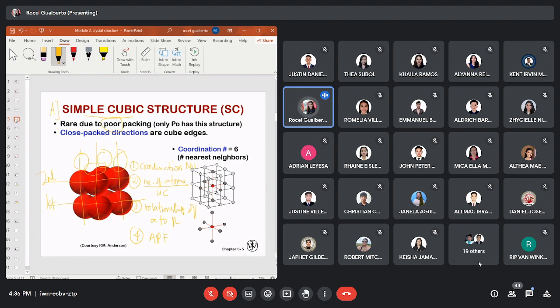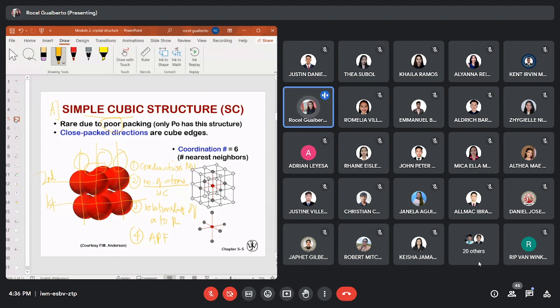Let us have first the coordination number. Pag sinabi po natin coordination number, titingnan lang po natin yung number ng nearest neighbor. Kumbaga po, evaluate mo yung isang atom, tapos i-determine mo ilan ba yung kanyang neighbor atoms, ilan ba yung katabi po niya mismo.